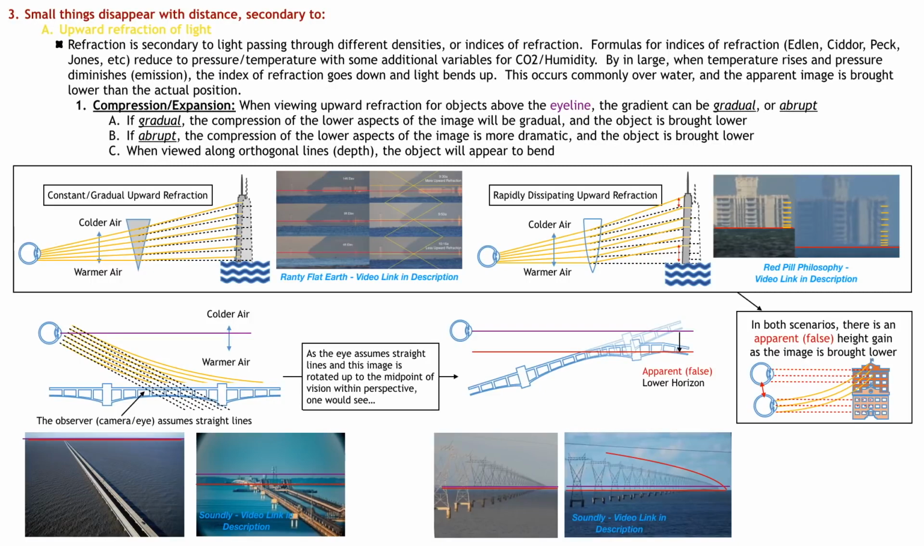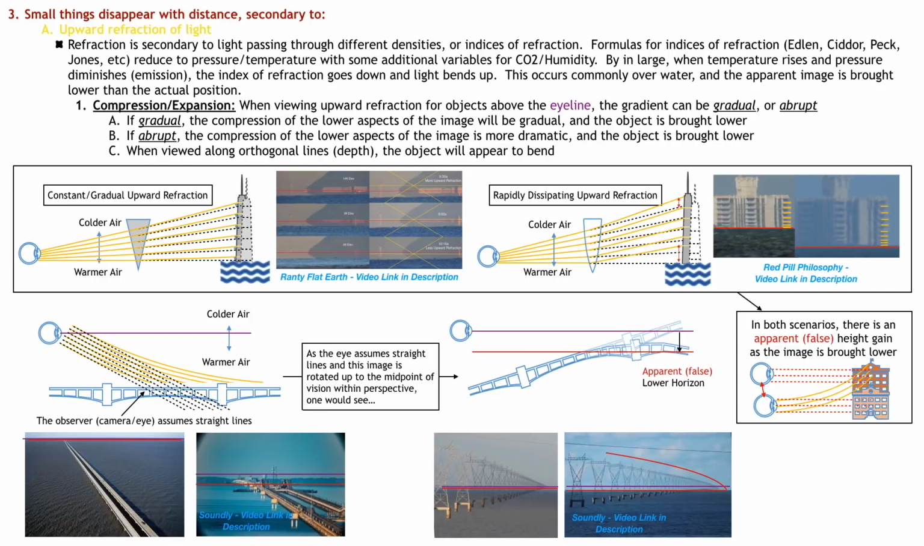So refraction is secondary to light passing through different densities or indices of refraction. Formulas for the indices of refraction, which are Edlén, Ciddor, Peck, Jones, etc., reduce to pressure divided by temperature with some additional variables for CO2 and humidity. But by and large, when temperature rises and pressure diminishes, which is an emission, the index of refraction goes down and light bends up. By and far, by the way, temperature is the largest factor for refraction.